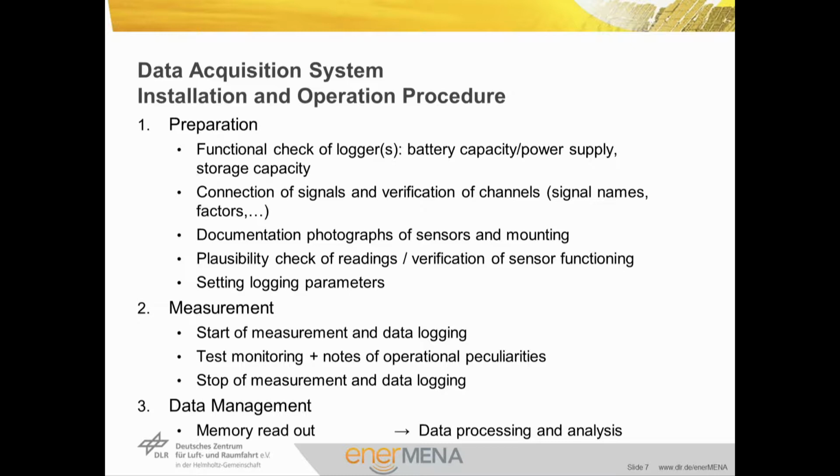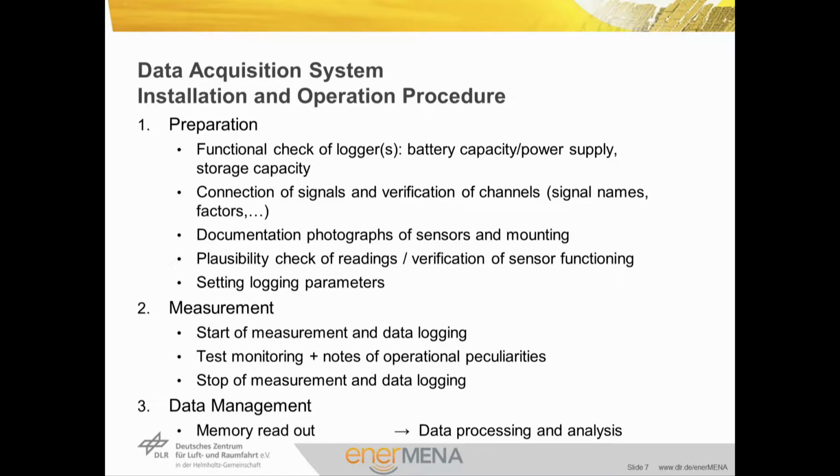A procedure for the installation and operation of data acquisition systems typically comprises the following steps. In preparation of a measurement, a functional test of the loggers is carried out, reviewing their internal clocks, their battery capacity or power supply, and available data storage capacity with respect to the requirements of the planned testing. Then, the signals of the previously mounted sensors are connected and their channels verified. This ensures the correct assignment of signal names and correction and calibration factors. Subsequently, the functioning of the sensors is verified and the plausibility of the readings checked.